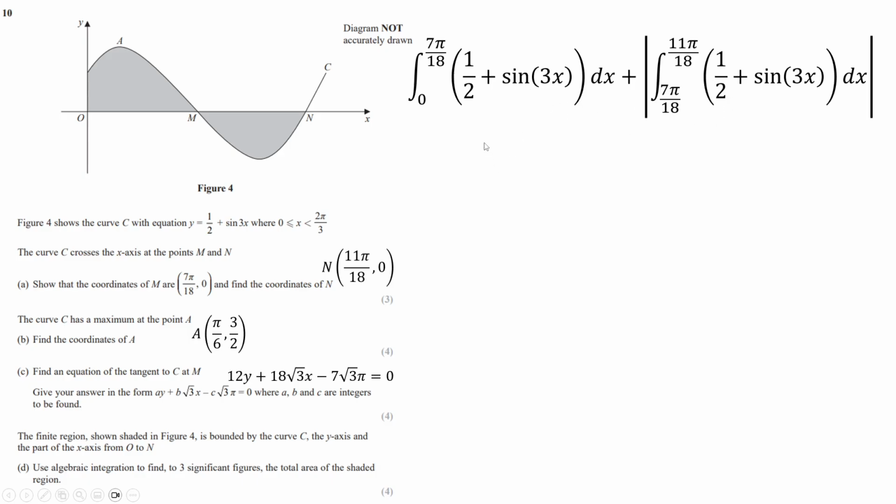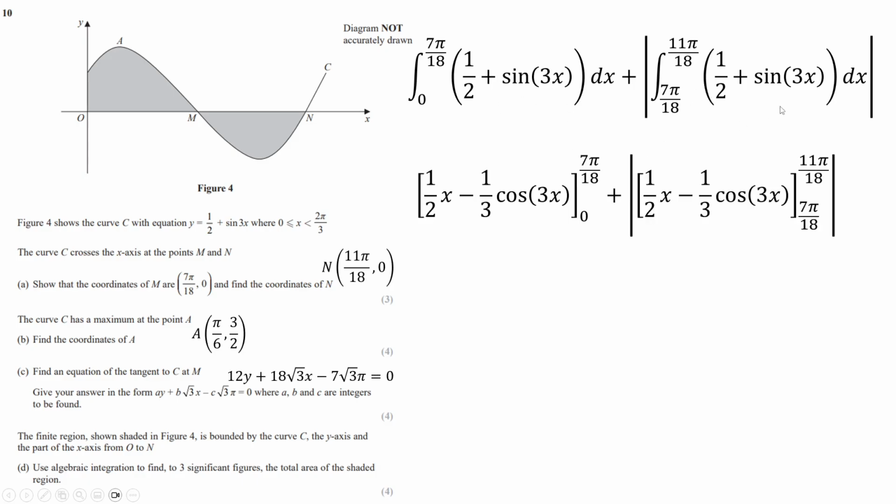Just integrate this, you'll get half x minus a third cosine 3x for both of them. And then you could just plug this into a calculator. Your calculator does all of this. It's like the freest 4 marks ever. But your calculator does all of this. I've not included the plus c because once you evaluate this, the plus c will cancel with the minus c. So I've actually just not included c.